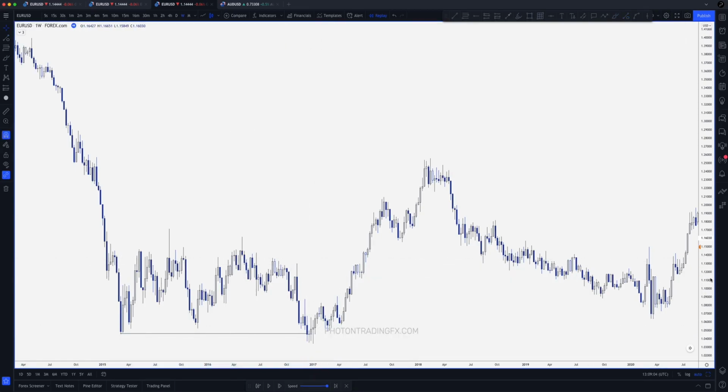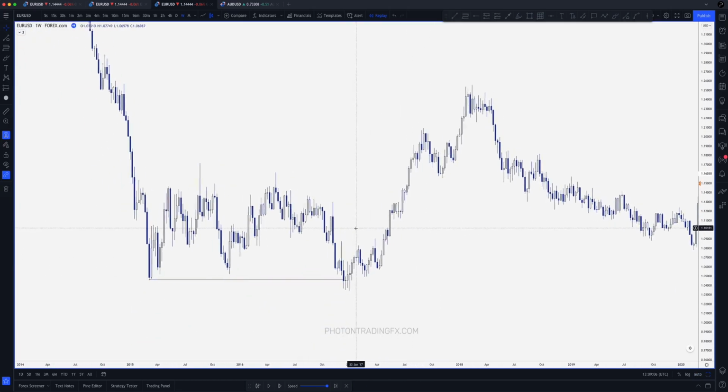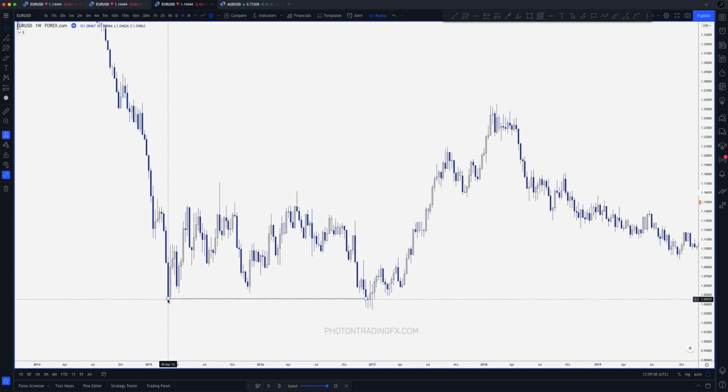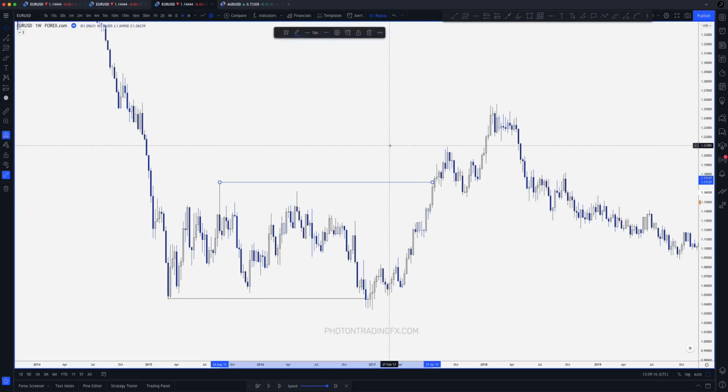So now that for me is a break of structure. So where is the highest point that broke the low after that low was formed? So we look back, this is the highest point, okay? So then price comes up and it breaks that swing high to the upside. So now the market is bullish.